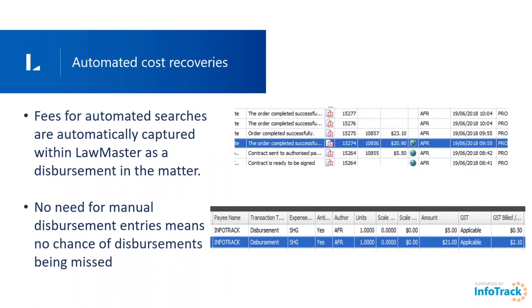And as I was just saying, another benefit is your automated cost recoveries. So as you can see here, as soon as you conduct a search via Infotrack, once it is integrated into LawMaster, not only do you get the document of the completed search straight back within your folios in the matter, you also get the costs of that search captured as an automatic disbursement. So as you can see there, also broken down to allow for GST components where applicable too. And these can be configured in your LawMaster setup to be captured either as an anticipated disbursement or a non-cash disbursement, depending on how you manage your disbursements in your accounting side at the moment.